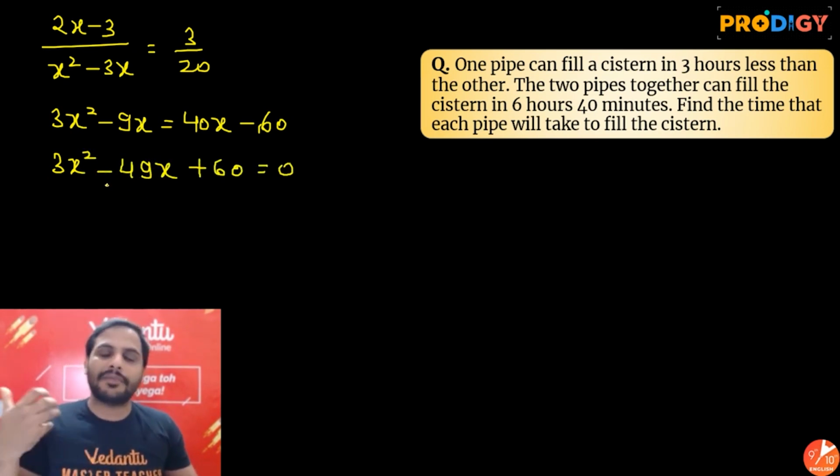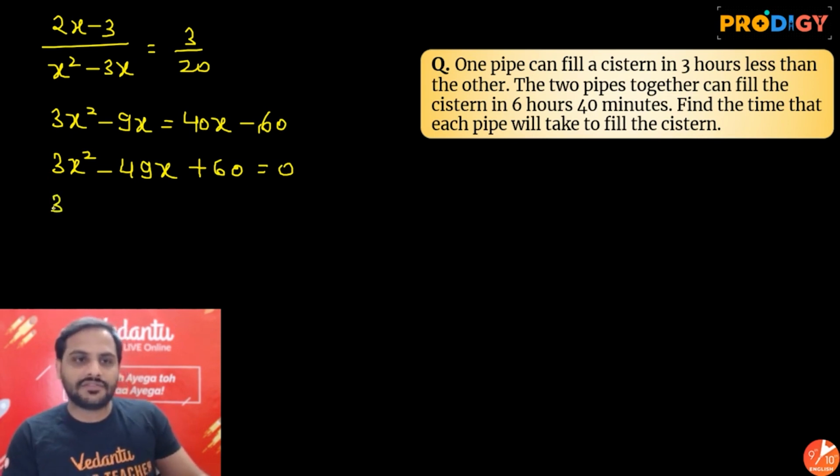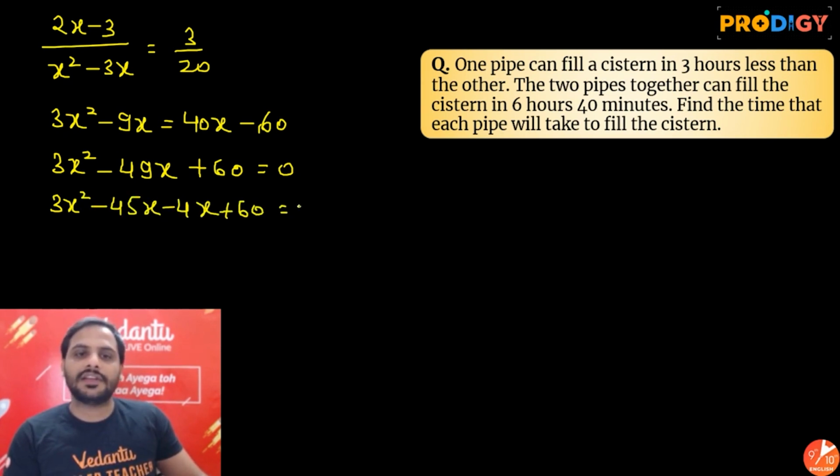So sum should be minus 49. Multiplication should be 3 sixes are 180. So 180 we can get by 45 into 4. So 3x square minus 45x minus 4x plus 60 equal to 0.